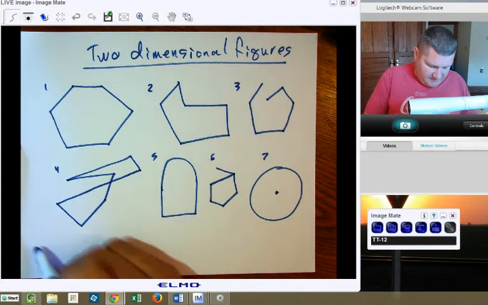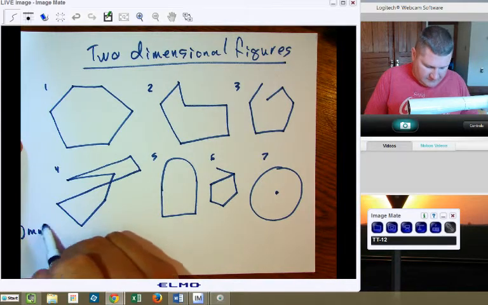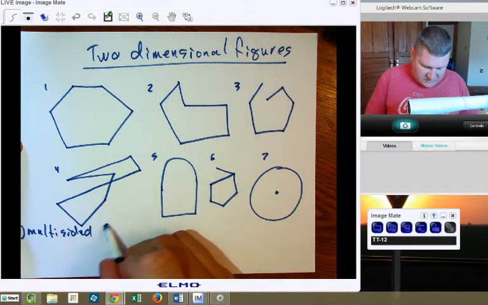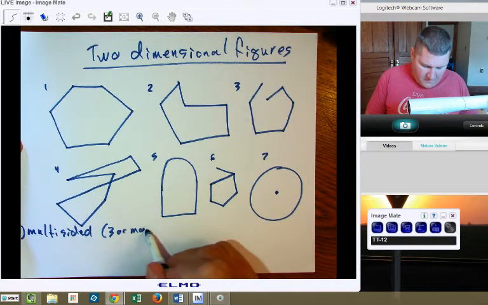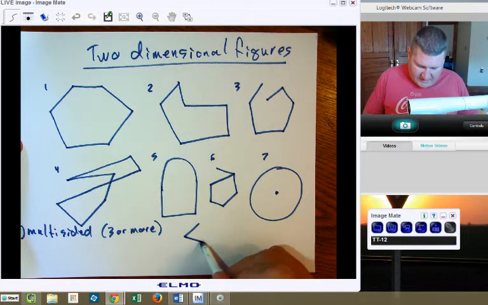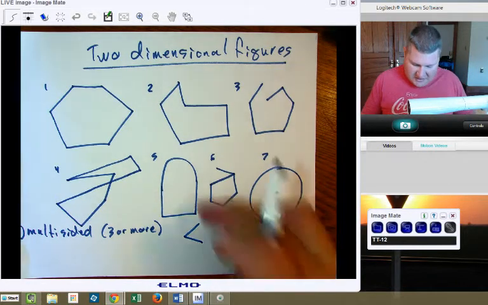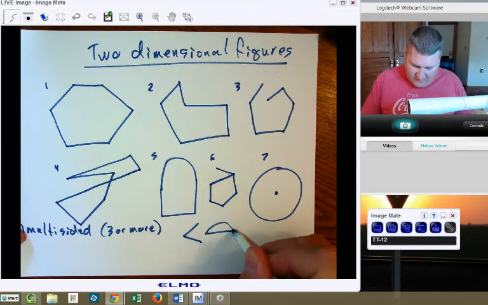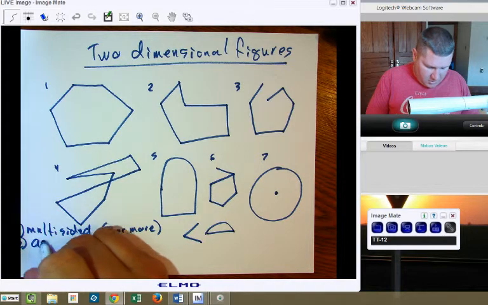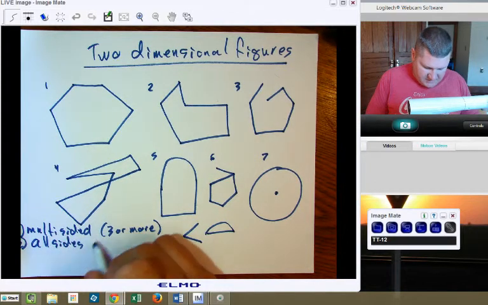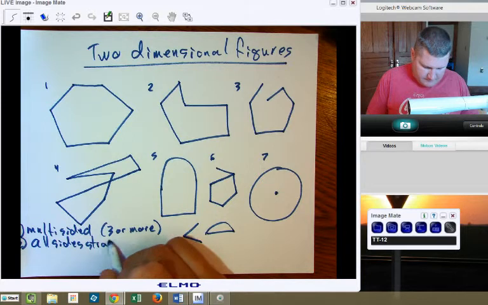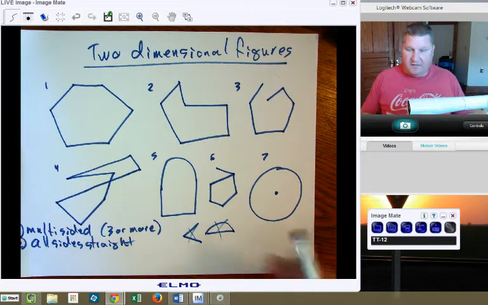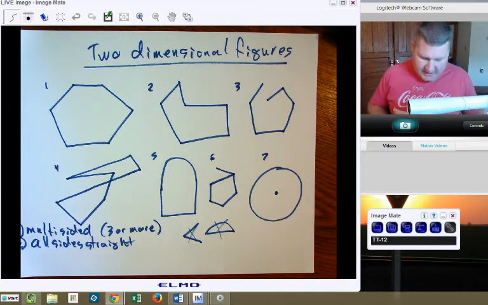A polygon is multi-sided. And that means 3 or more, because you cannot create a polygon with only 2 bits. Okay, there's nothing to connect. To connect with only 2 pieces, you would have to have a curve, and that violates rule number 2. All sides straight. Okay, and so this would not qualify. This does not qualify because with only 2 pieces, I can't close the side.